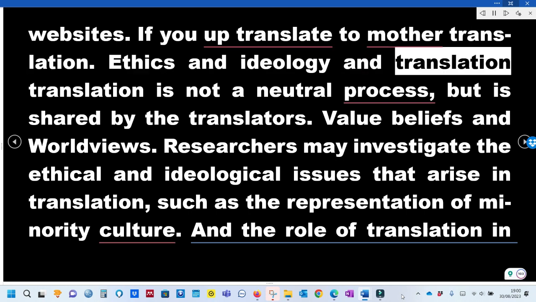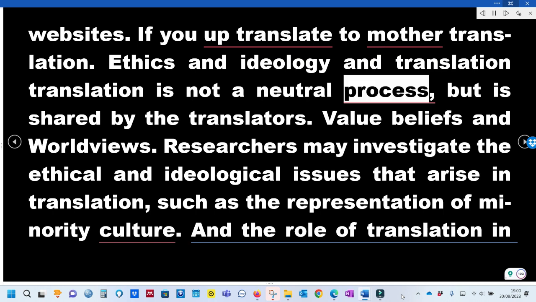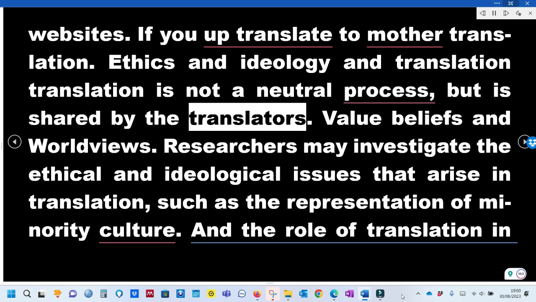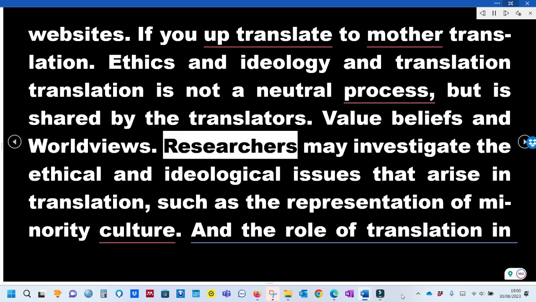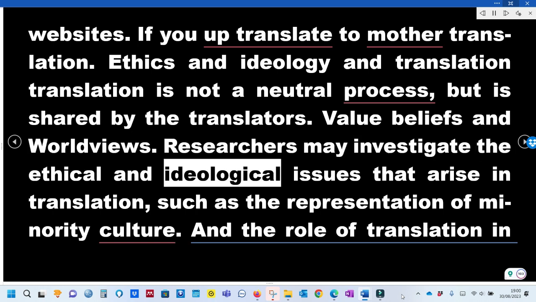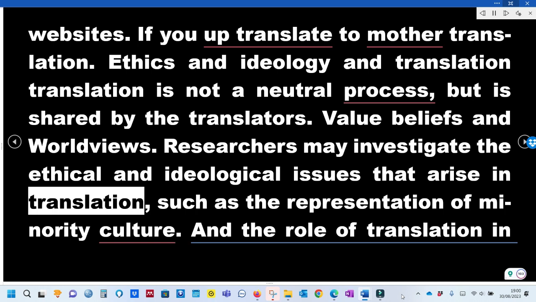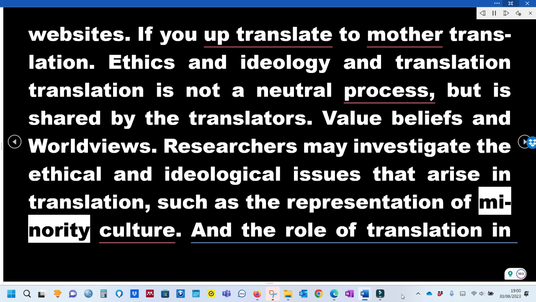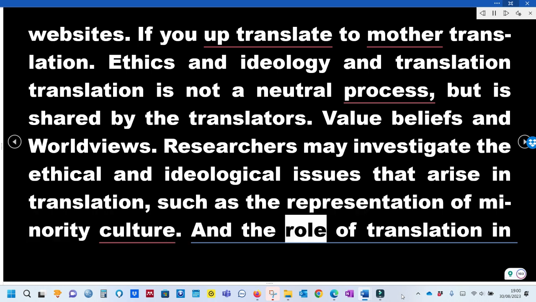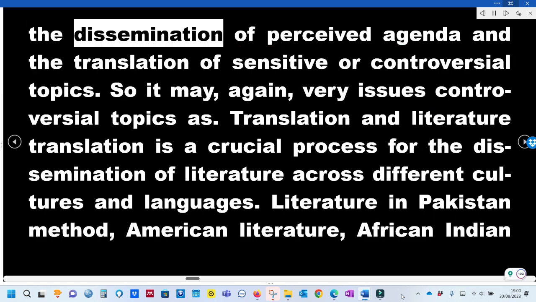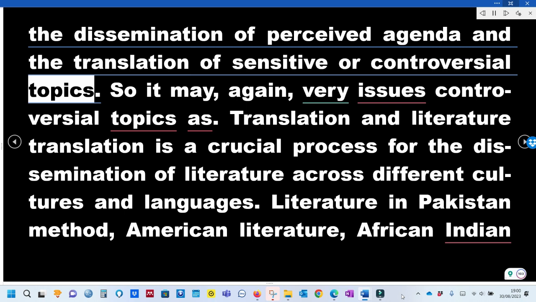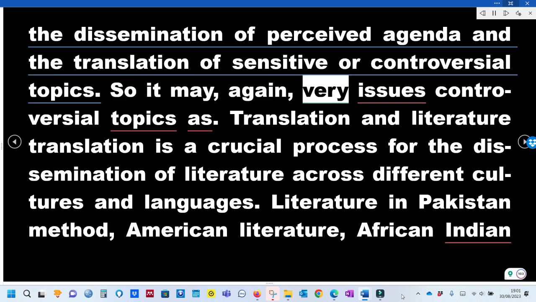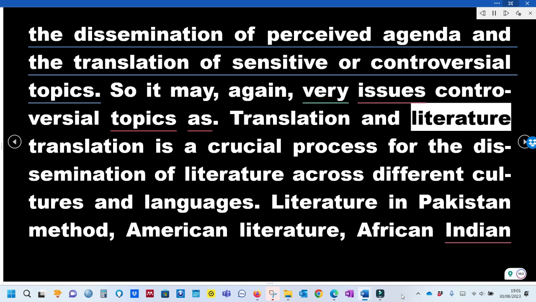Ethics and ideology. Translation is not a neutral process, but is shaped by the translator's values, beliefs and world views. Researchers may investigate the ethical and ideological issues that arise in translation, such as the representation of minority cultures, the role of translation in the dissemination of particular agendas, and the translation of sensitive or controversial topics.